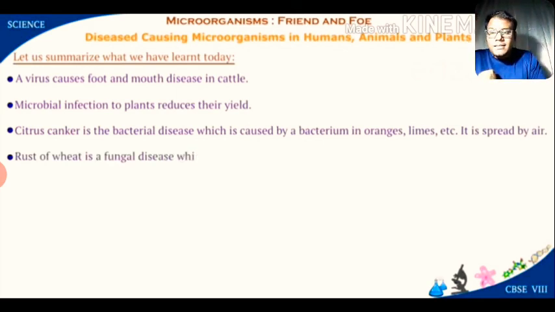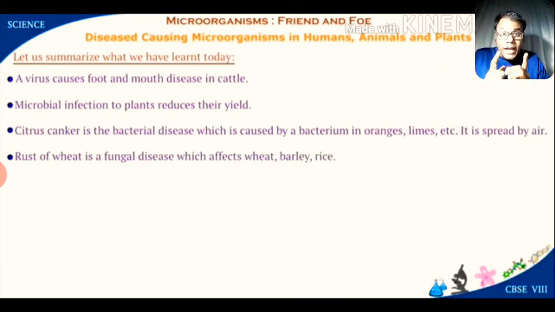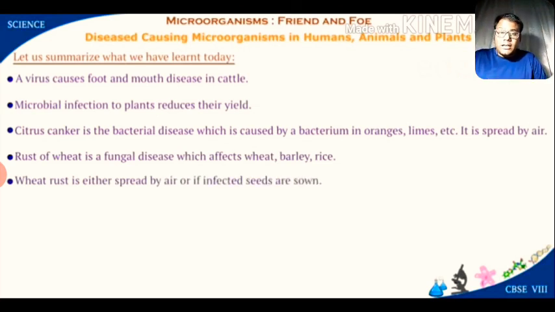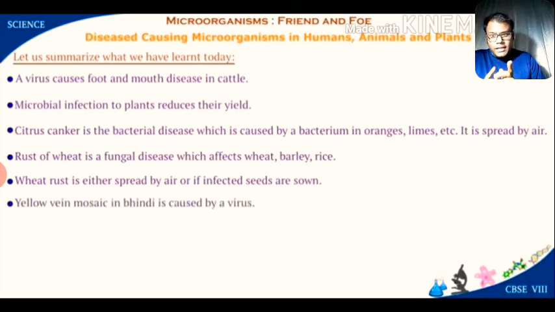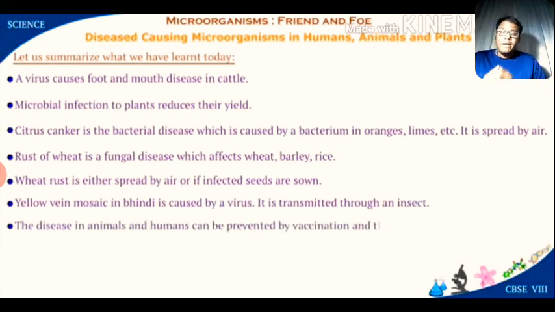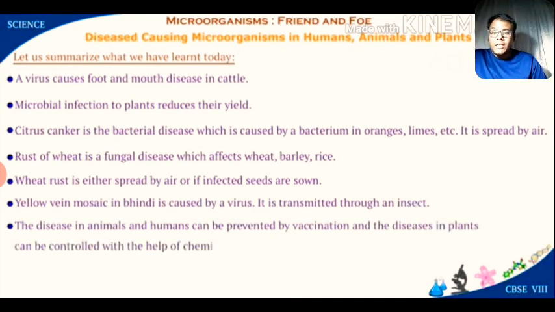Rust of wheat is a fungal disease which affects wheat, barley and rice. Wheat rust is spread either by air or if infected seeds are sown. Yellow vein mosaic in lady's finger (bhindi) is caused by a virus. It is transmitted through an insect. Diseases in animals and humans can be prevented by vaccination. Diseases in plants can be controlled with the help of chemicals.